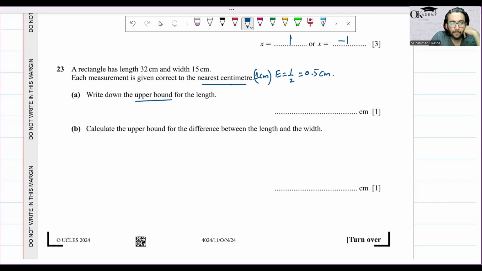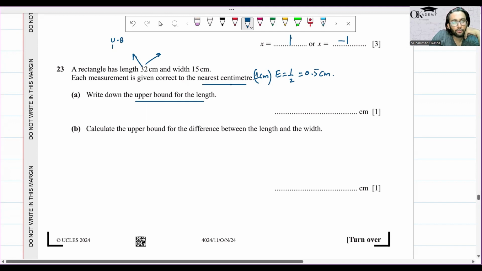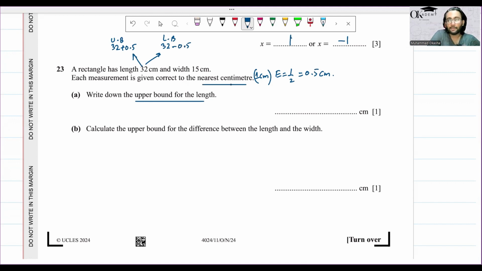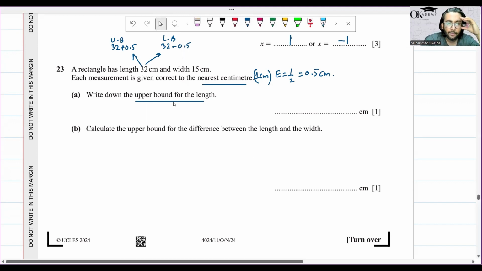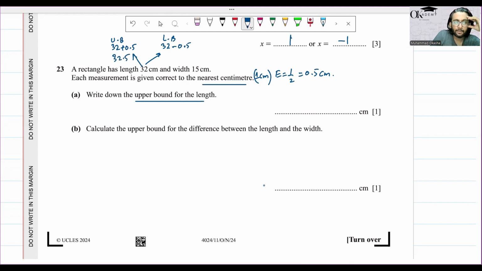Work out the upper bound for length. So this is the length, right? For the upper bound, it will be equal to 32 plus 0.5. You add the error value, and for the lower bound, you subtract the value of error. So I want to find the upper bound. Upper bound would be 32 plus 0.5, which is 32.5. So 32.5 is my upper bound for the length.